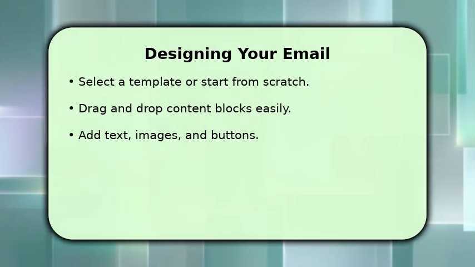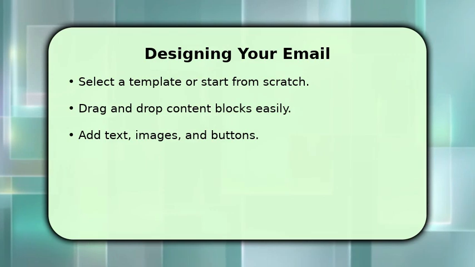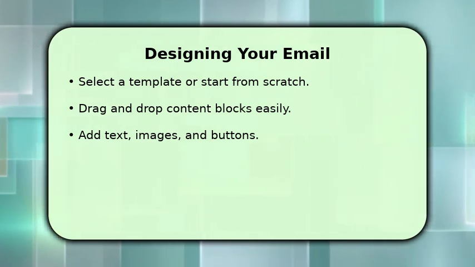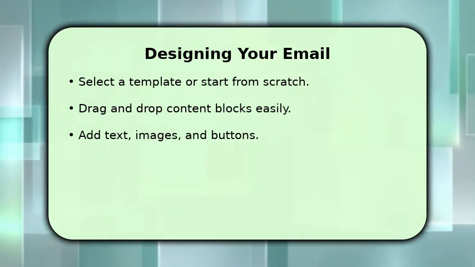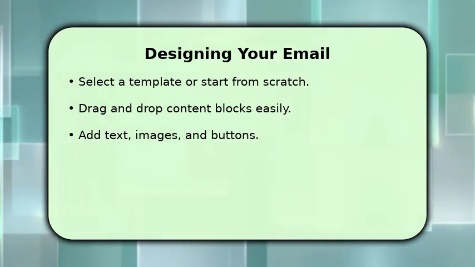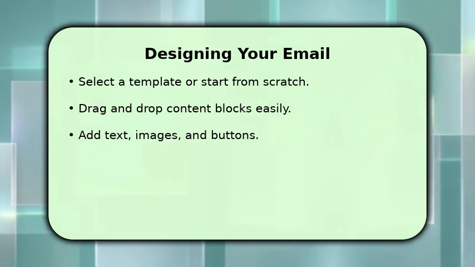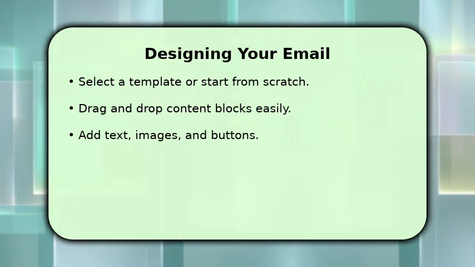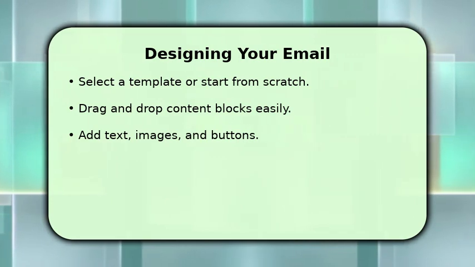Now for the creative part, designing your email. Mailchimp offers various templates, or you can start with a blank canvas. Use the intuitive drag-and-drop builder to add content blocks for text, images, and call-to-action buttons. Ensure your content is clear and concise. Before sending, always preview your email on both desktop and mobile, and send a few test emails to yourself to check for any errors or broken links.